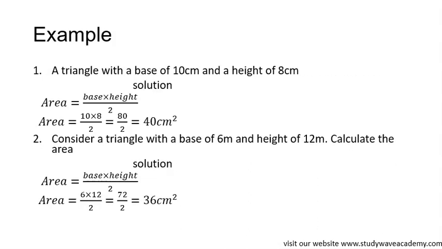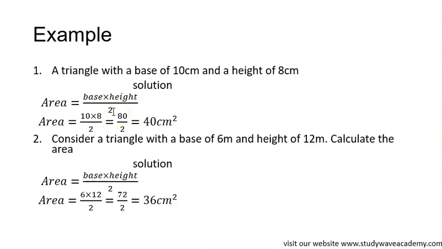So the next example we are going to be looking at is a triangle with a base of 10 centimeters and a height of 8 centimeters. We have to find the area. The area, remember the formula, is base times height over 2. I'm sure you said that. Good. So we are going to be putting these values into the formula. Okay?